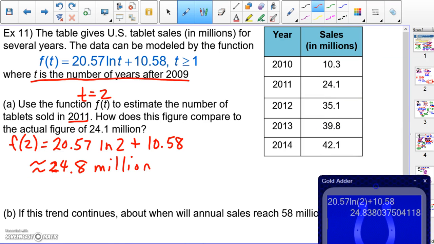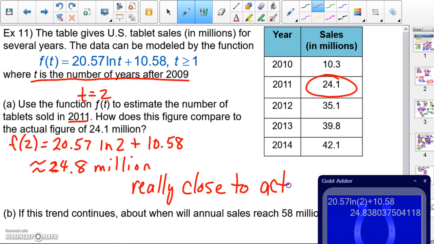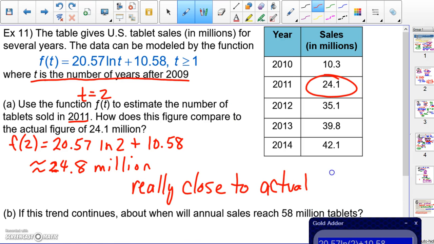And then it says compare it. How does this figure compare to the actual figure? Well, the actual figure was 24.1, so that's really close to the actual figure.